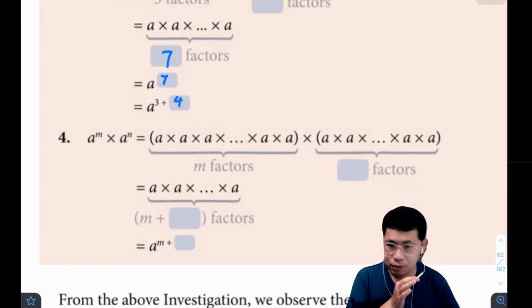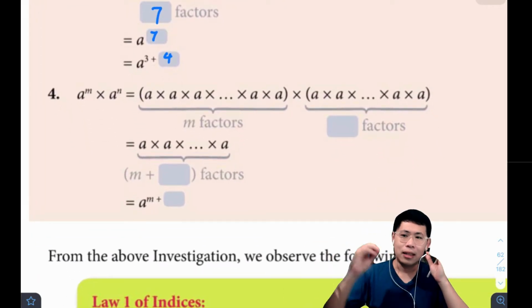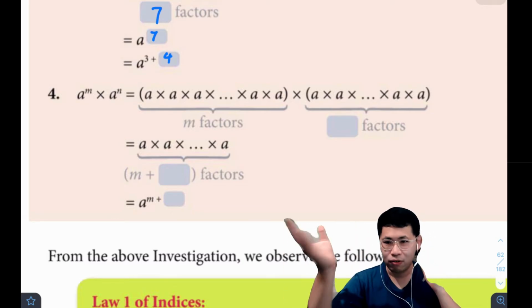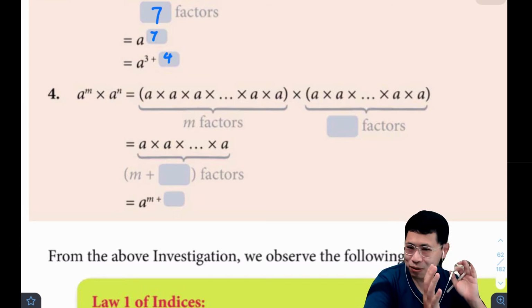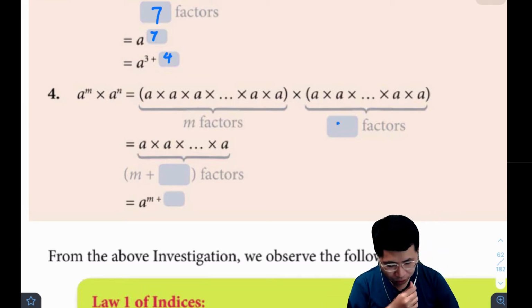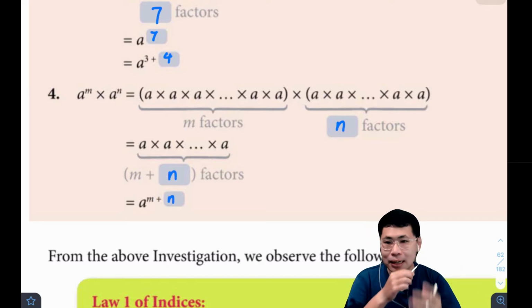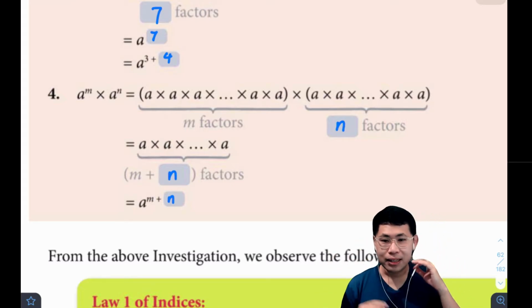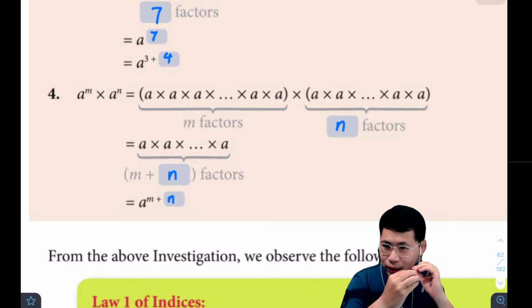So in general, if you want a to the power of m times a to the power of n, we have m of a at the first one, and then we have n of a at the second one. So all together we have your m mango plus n nectarine. So mango, nectarine, all together m plus n. So we can add our indices together. When we multiply, the indices add together.